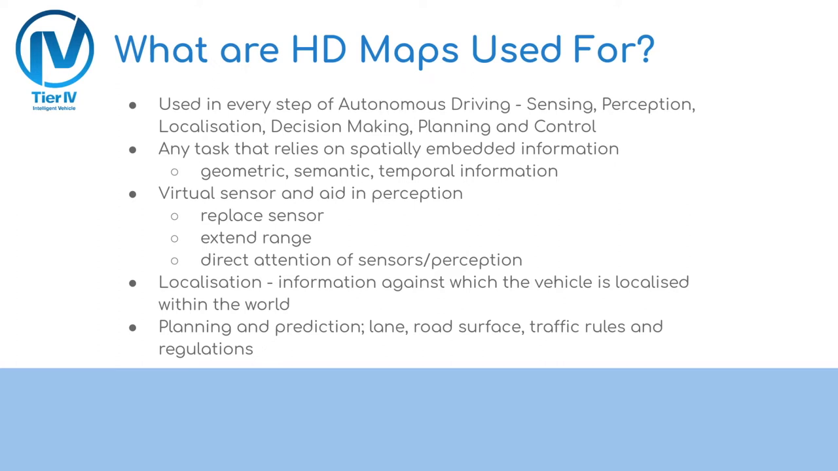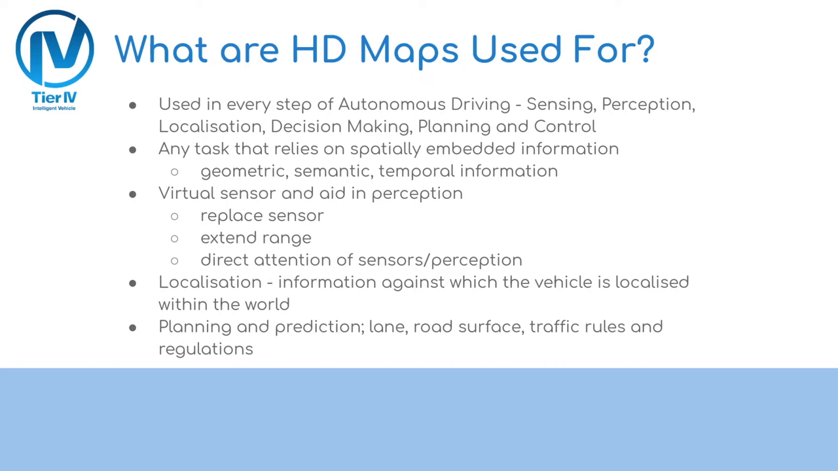HD maps can be used as a virtual sensor or as an aid in the perception of the environment. It can fully replace sensor-based perceptions or extend the range of physical senses by sensing beyond the current field of view. Or it can be used to direct the attention of sensing and perception systems to important regions such as intersecting roads, pedestrian crossings, etc.